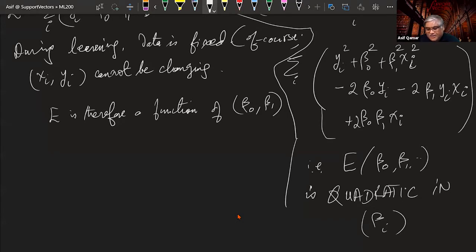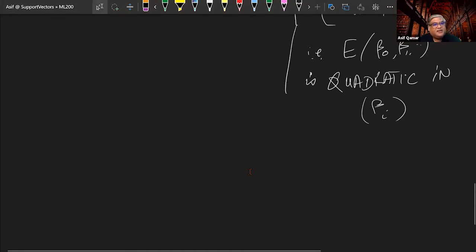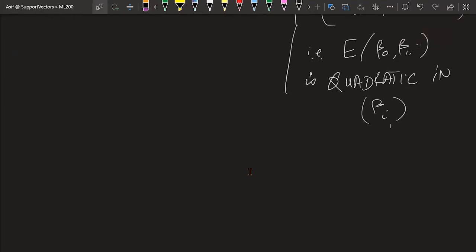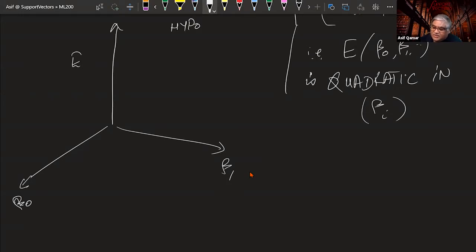Now, how many bends does a quadratic curve have? One. And in higher dimensions, the generalization of a curve is a surface or a hypersurface, in this case just a surface. So what will it look like? Let's look at this axis, error, and this is the beta naught axis, let's say. Now remember, we are not in the data space, we are in the hypothesis space. We keep using this word, hypothesis space.